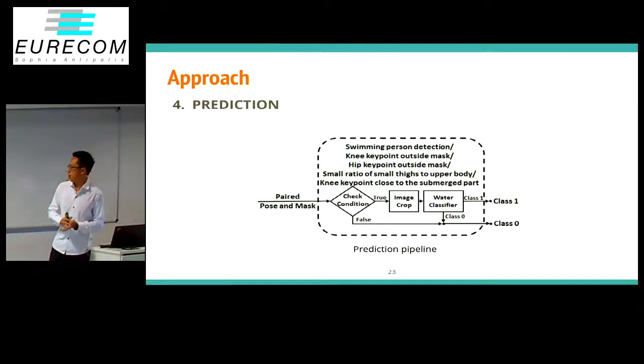If the image contains one of these conditions that I mentioned before, it goes to the image crop, where they crop 50 by 100 pixels below the bounding box of the pose. They crop it out and then put it in the water classifier to classify whether the image below the bounding box of the pose is water or not. If it is water, then that is class 1, water above the knee. If it's not, then it goes to class 0.